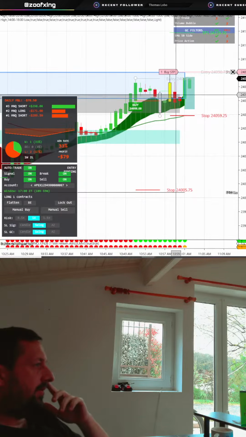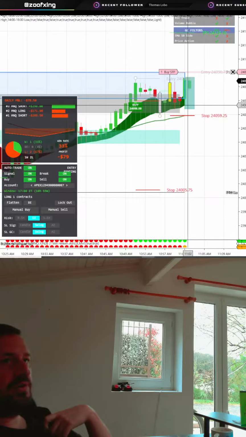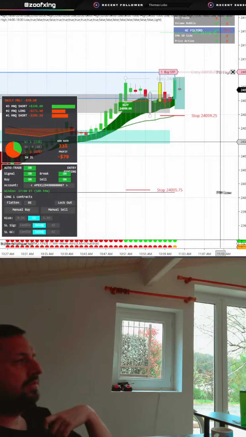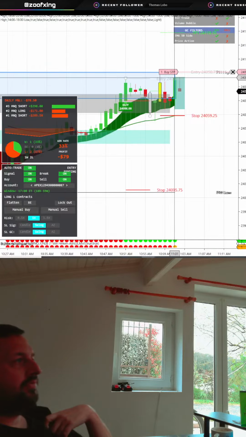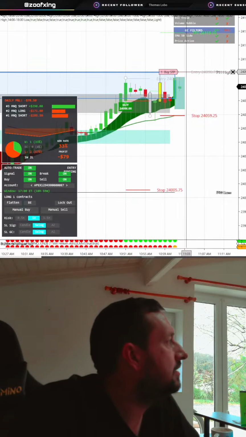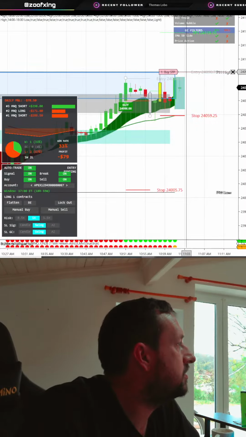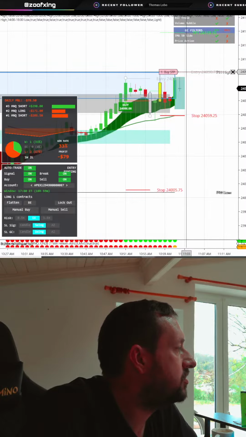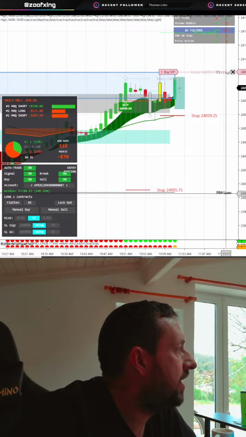There's our new 4 hour. Opens just above the previous 4 hour. If we fail to take this high, when we're so close to it, could be a really good indication for shorts. Remember, this is our previous 4 hour low.